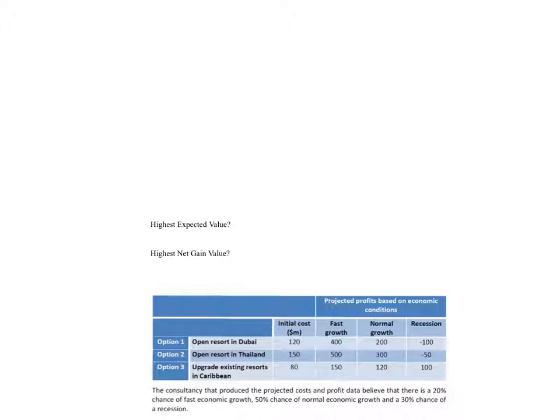Okay, you should have done that now. So the final question for you, and then we'll go through the answers, is the following. Again, 3 options: open a resort in Dubai, open a resort in Thailand, upgrade existing resorts in the Caribbean. Again, draw a decision tree. You can pause the video, have a go. By the end of this video, you should have 3 decision trees, and then we can go through the answers.